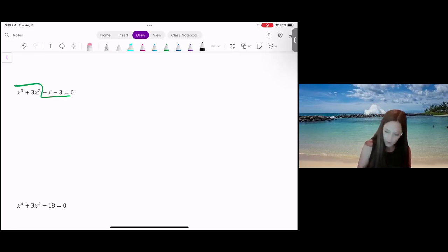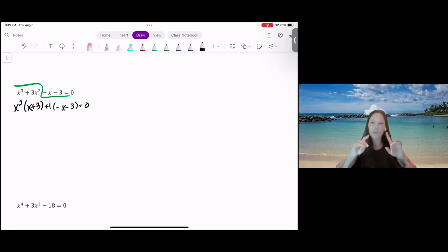The first 2 terms share x squared. That leaves me with x plus 3. And x and 3 don't really share anything, so I could take out a plus 1, but that leaves me with -x minus 3. So if you look at that, those are not the same. They have the same variable and the same number, but the signs are not the same. And that's an indication that I need to take out a -1 as my factor. And that leaves me with x plus 3.